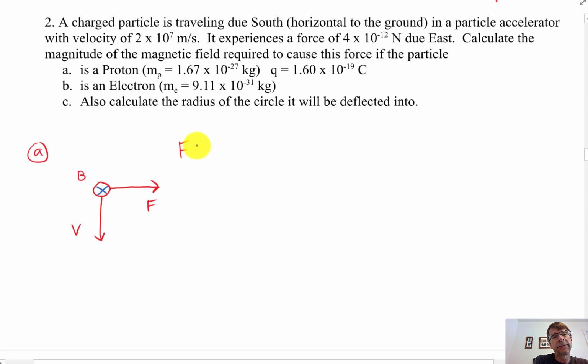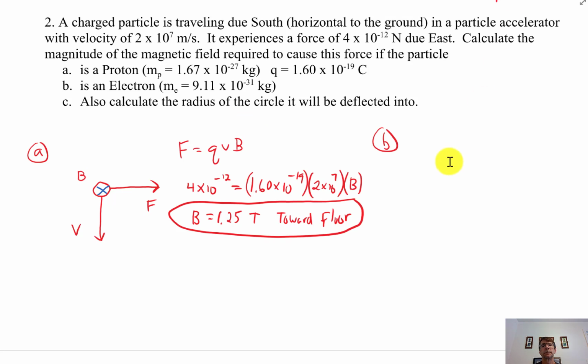But now I want to calculate the force. F equals QvB. All right, so I plugged the numbers in. They gave us the force, 4 times 10 to the negative 12 newtons. The charge, it's a proton. Look that up or remember it: 1.60 times 10 to the negative 19. Times the given velocity, 2 times 10 to the 7th. Times B, the only unknown. So you divide both sides by the 1.60 and by the 2 times 10 to the 7th, and you end up with the magnetic field strength of 1.25 teslas towards the floor.